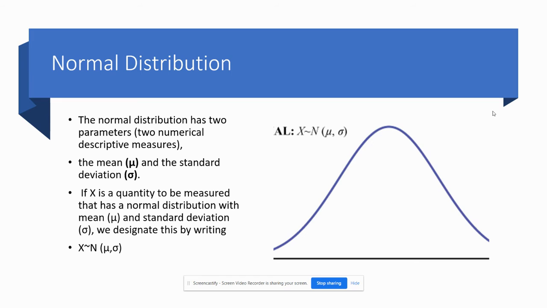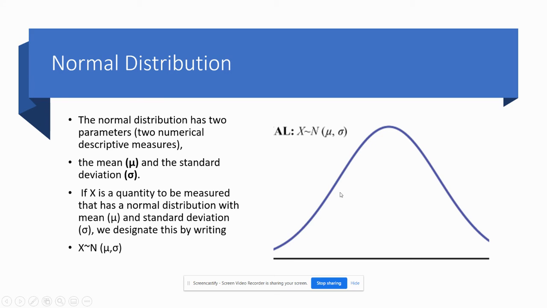The normal distribution has two parameters we have to think about, which are really just two numeric description measures. The mean, which we write with this little mu sign, and the population standard deviation, which we write with this little sigma sign. So if X is a quantity to be measured that has a normal distribution with a mean and a standard deviation, we designate this by writing the distribution approximates the normal, comma, with the mean and the standard deviation.